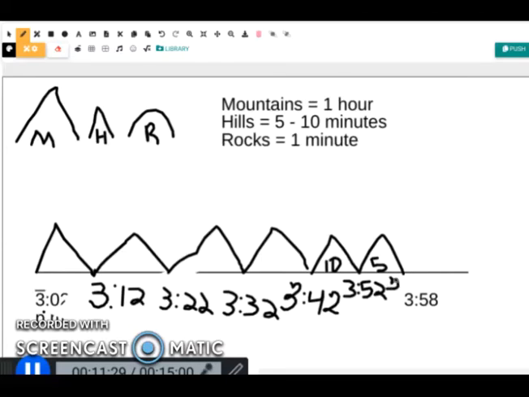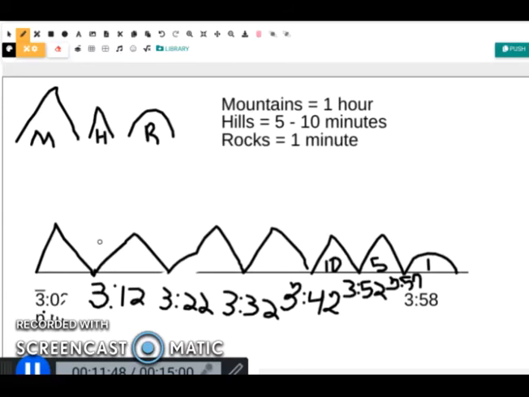3:57. Now, I'm going to look up, and now I'm going to be able to do a rock. And remember, rocks represent 1 minute. So now I have a 1 minute here. And that's going to take me exactly to 3:58.